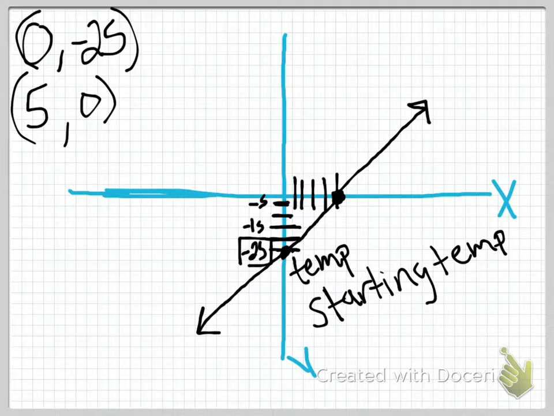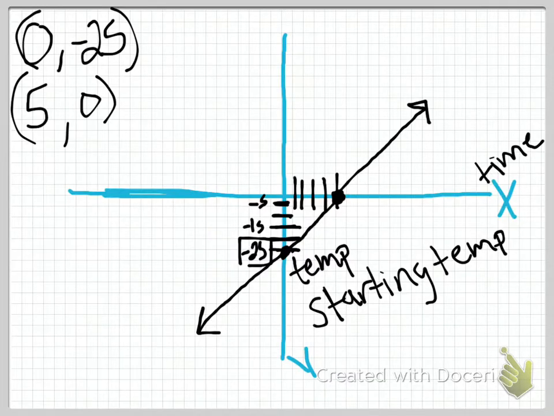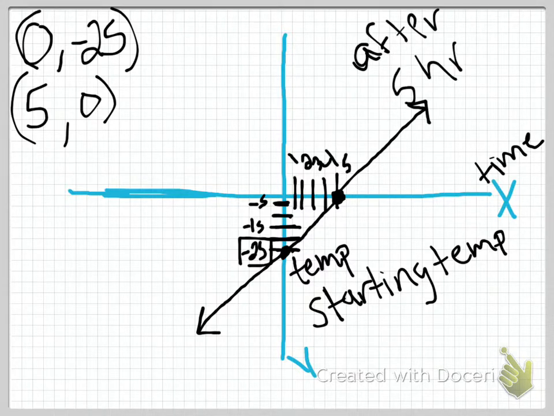Okay? And our x represents our time. We knew that from right here where it said x hours. It's telling you the x is time. So if you weren't sure, right there it told you. x is hours. So this is after 1 hour, 2 hours, 3 hours, 4, and 5 hours. So this intercept right here, the x-intercept, means after 5 hours, our specimen will be 0 degrees.